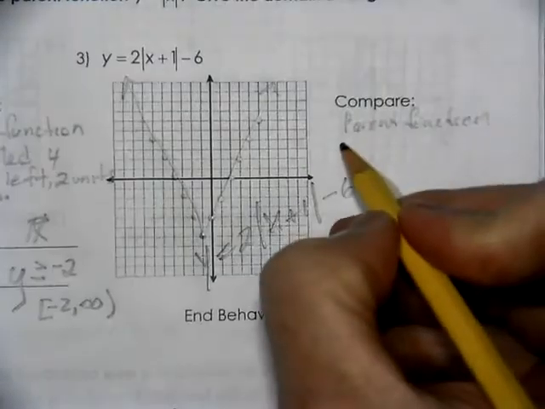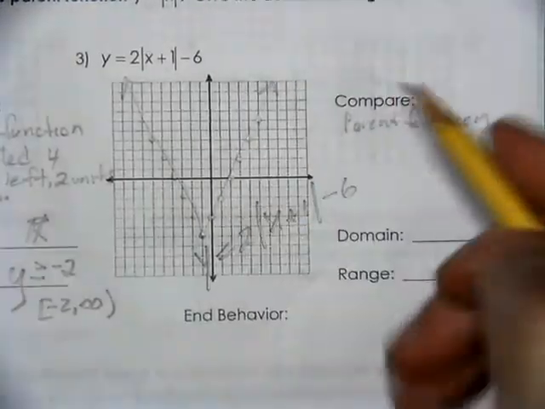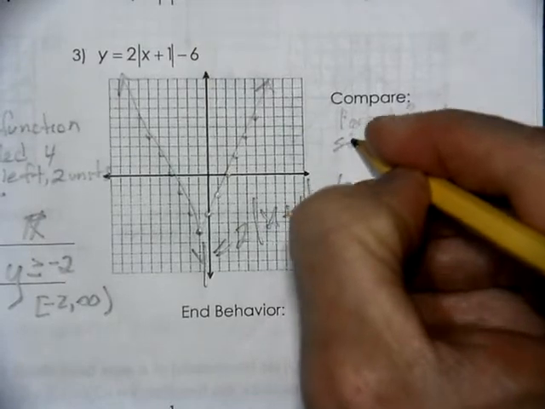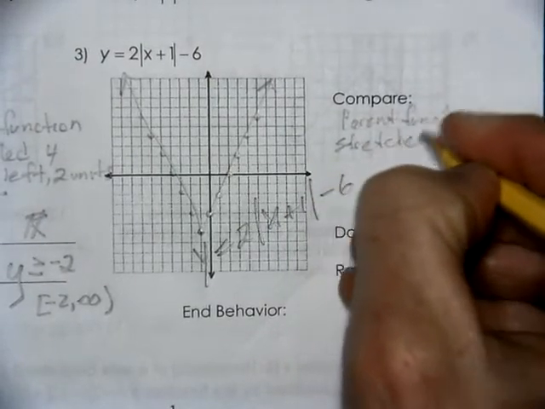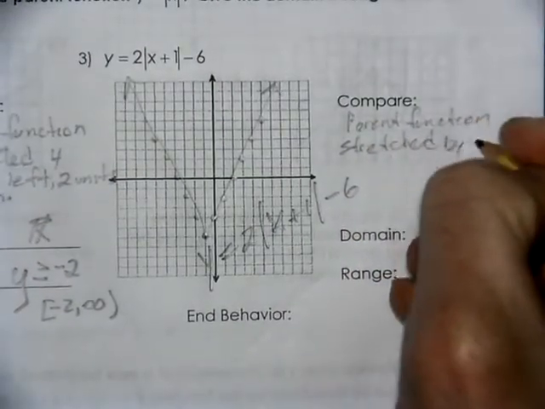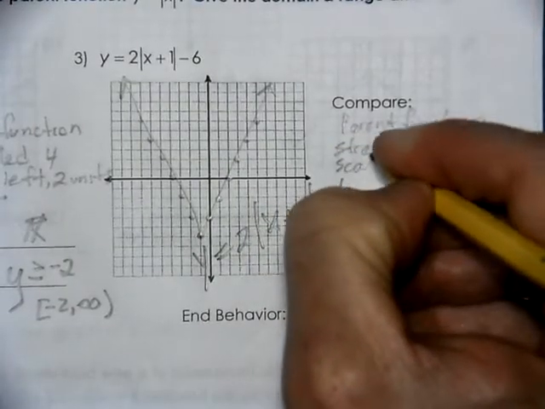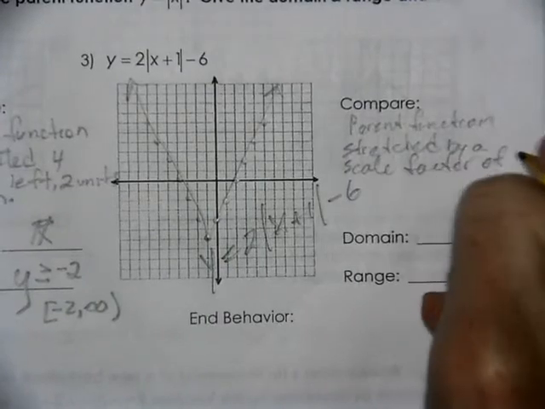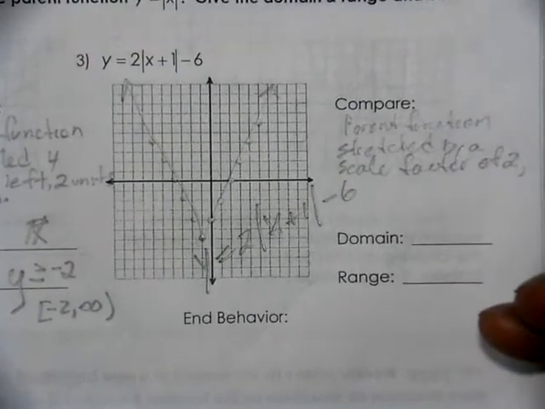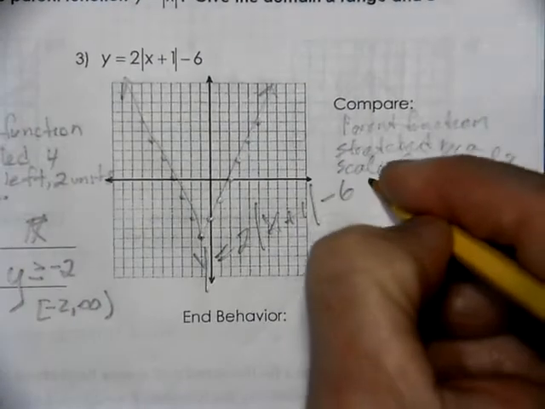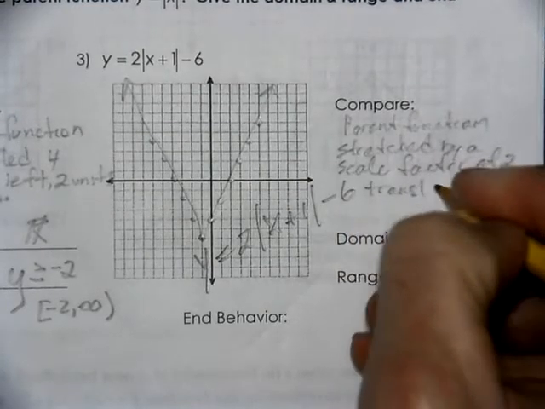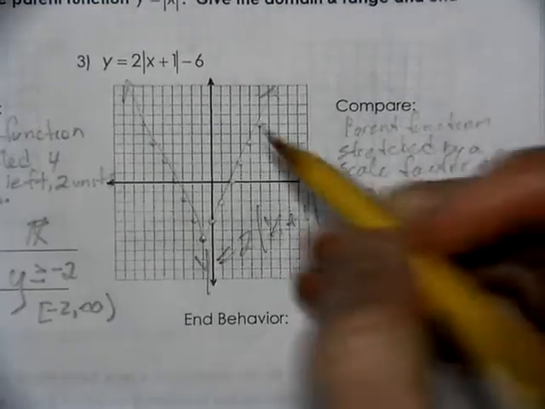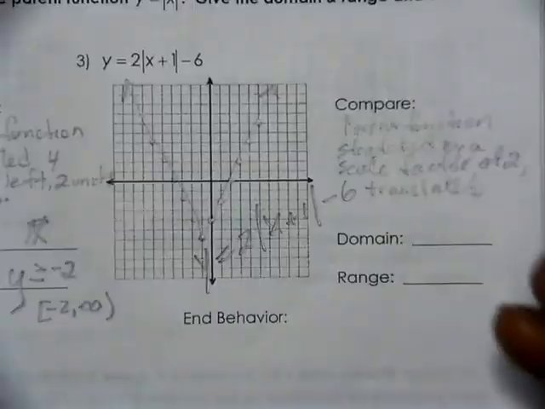The parent function has no reflection, but it is stretched by a scale factor of 2 and translated 1 unit left, 6 units down.